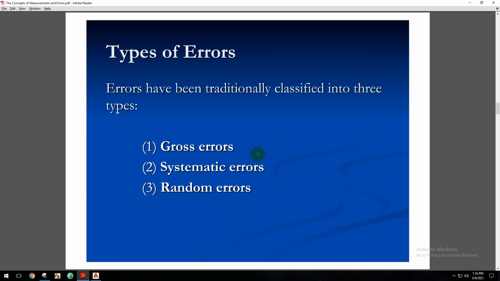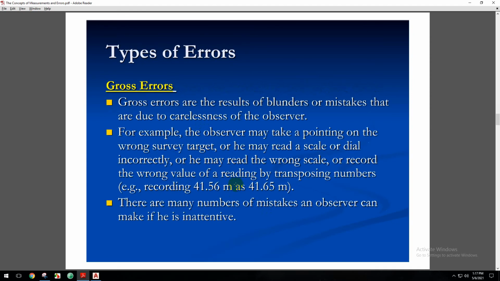And so kung kabaw na ta sa sources sa errors, naa pod tayo gitawag og types of errors. So errors have been traditionally classified into 3 types. So naa tay gitawag og gross errors, naa tay systematic errors, and naa sad tay gitawag og random errors. So first, gross errors. So mao ni siya ang mga error nga results of blunders or mistakes that are due to carelessness of the observer. Okay? So most likely ang source ani is ang personal error. The result ani is gross error na siya.